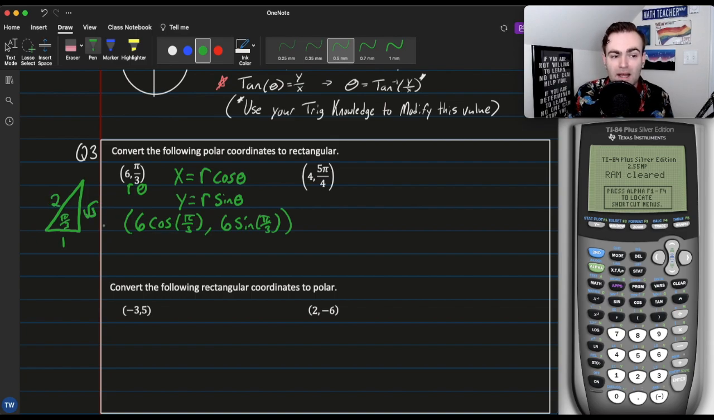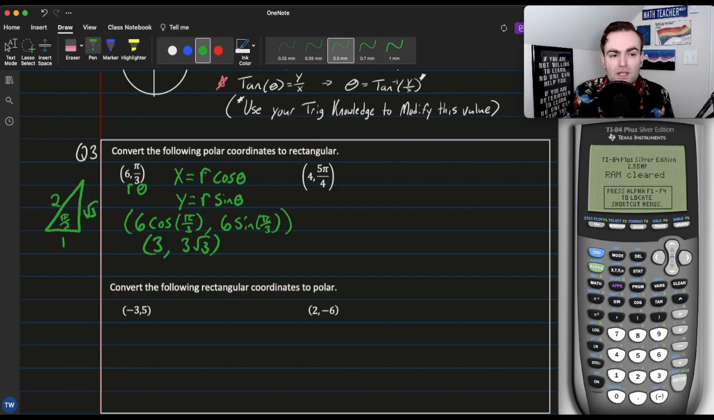Cosine would be 1/2, so 6 times 1/2 is 3. And I know that sine would be root 3 over 2, so 6 divided by 2 would be 3, so 3 root 3 would be our point. So again, not bad. This is all stuff we've done before, right? We didn't call it what it was, but we've done this before.